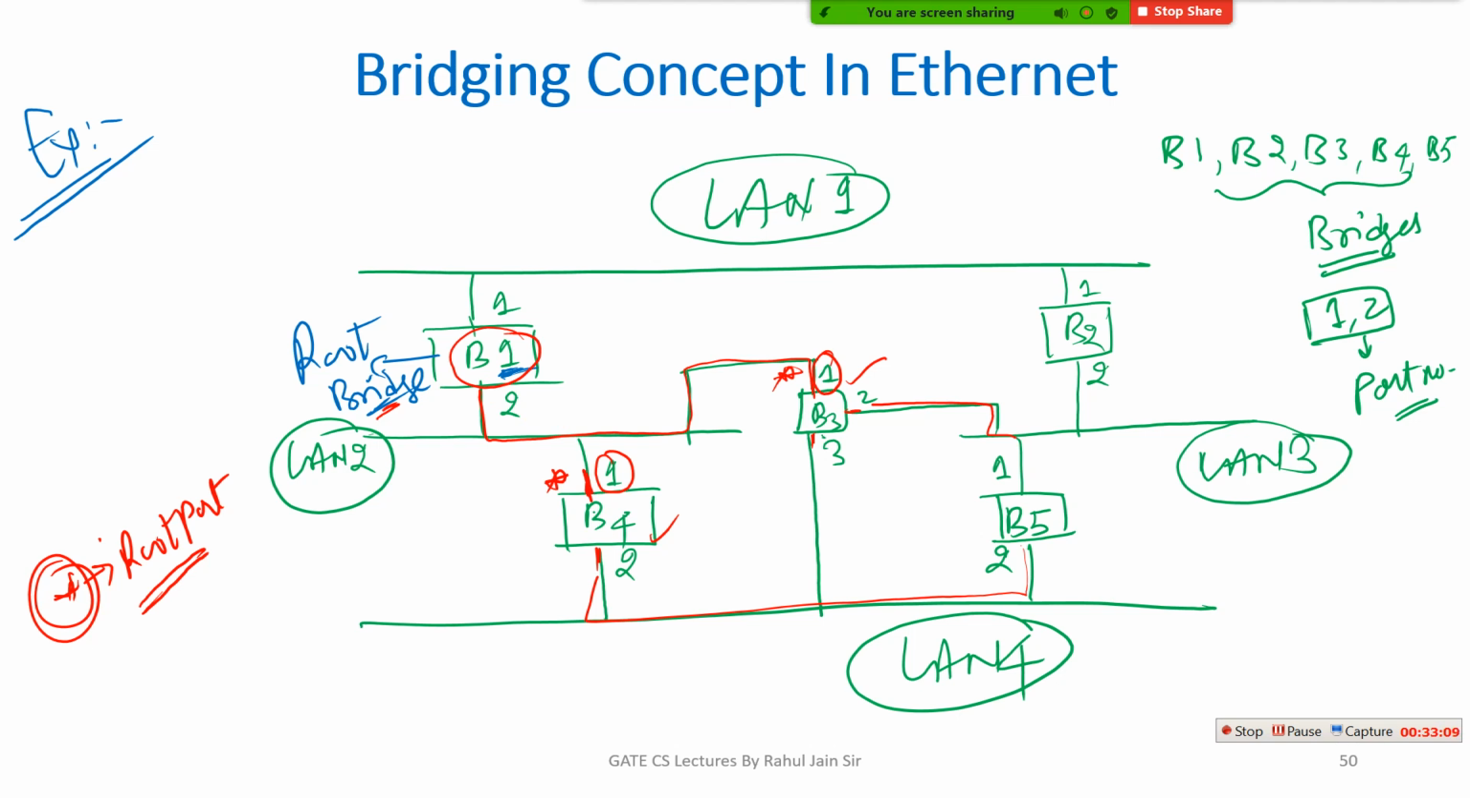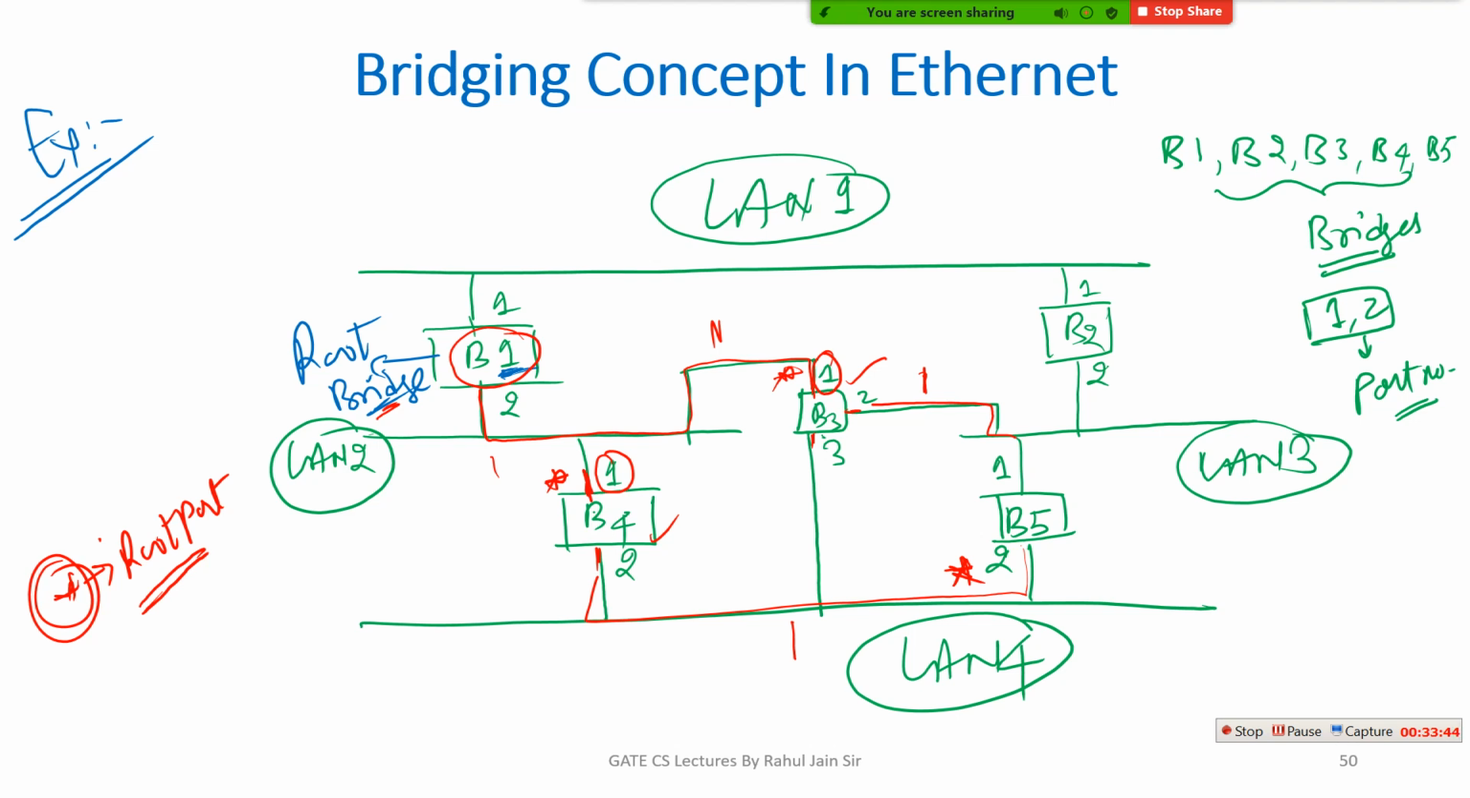From either side of the port, that is 1 or 2, I am facing my root bridge as the closest. From port 1 I am taking 2 hops, and from B5 I am taking 1 hop. So from both sides I am getting the same number of hops, so I can consider any port as a root port. Suppose I consider port 2 as a root port, because from any side I am getting the same number of hops. So I am considering port 2 of B5 as a root port.